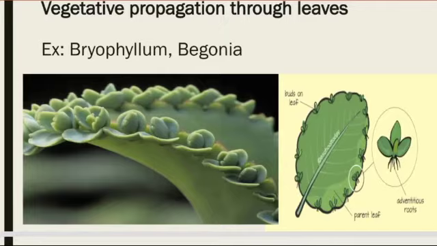From this picture, you can see a lot of leaflets or plantlets at the margin of this leaf. Once these plantlets are matured, they will fall down from the parent leaf. And if the conditions are favorable for those plantlets, they will grow as a new plant. The best examples for this category are bryophyllum and begonia.